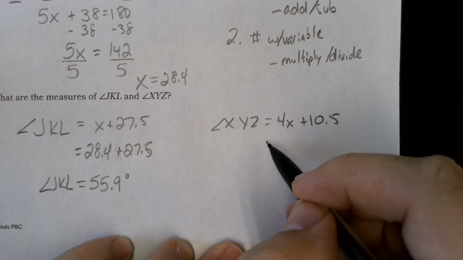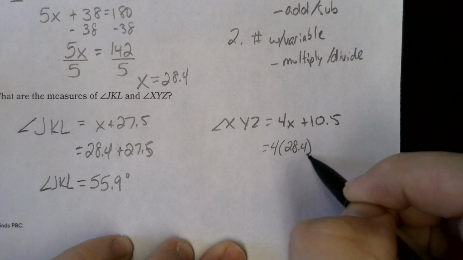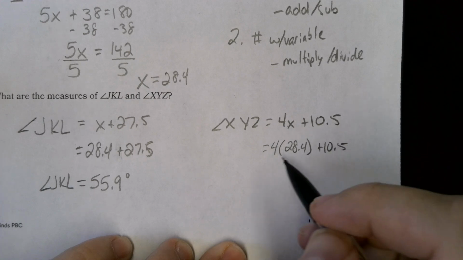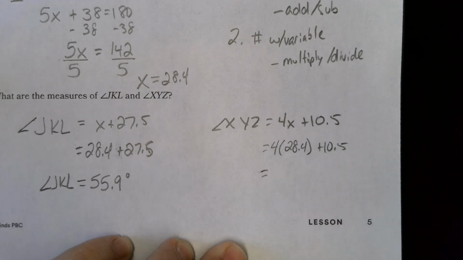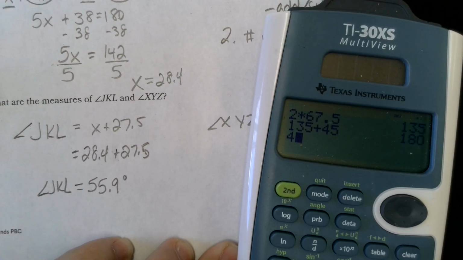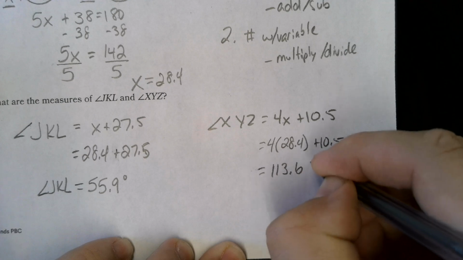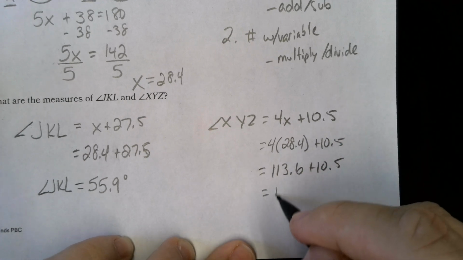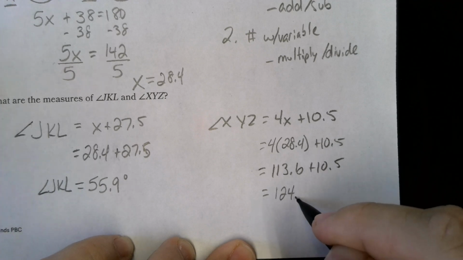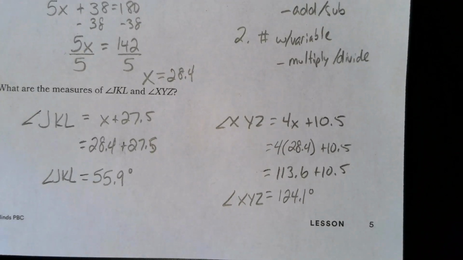Since we know x, again, we're going to replace x with 28.4, and this is multiplying. Well, 4 times 28.4, and you can use your calculator, is 113.6. And 113.6 plus 10.5 is 124.1 degrees. So angle XYZ is 124.1.